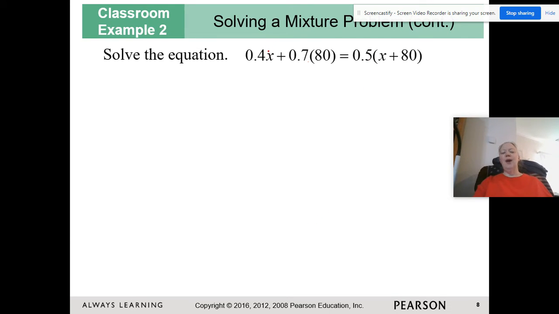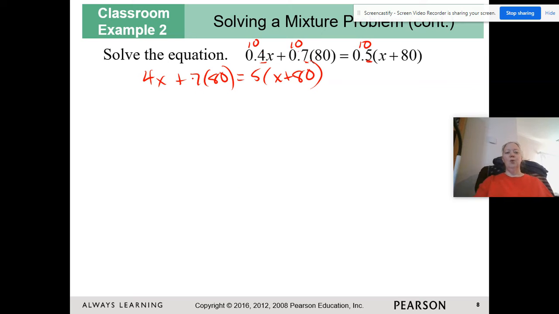Now, we do have a decimal here, here, and here. So all three terms have a decimal. And we have one decimal place right here. So if you recall from a previous video, I think it's section 2.3, in order to get rid of the decimal, if we have to move one decimal place, we would multiply by 10, by 10, and by 10. So this will give me 4x plus 7 times 80 is equal to 5 times x plus 80.